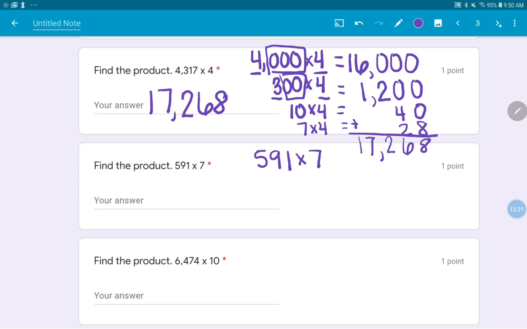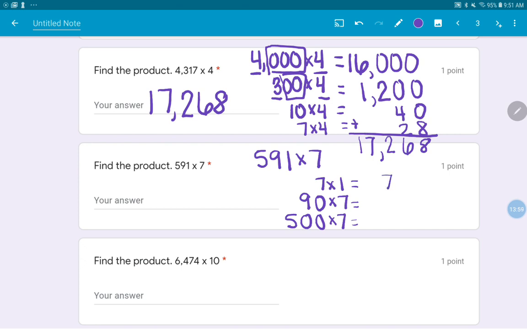Then I did 7 times 1, and I did 7 times 9, and 7 times 5. Then you did 7 times 1, 7 times 9, which is 90, and 7 times 5 in the hundreds place. And then whenever you figure out every single one of those answers, you have to make sure there's no big tens where there's not supposed to be. And then your answer should be 4,137.